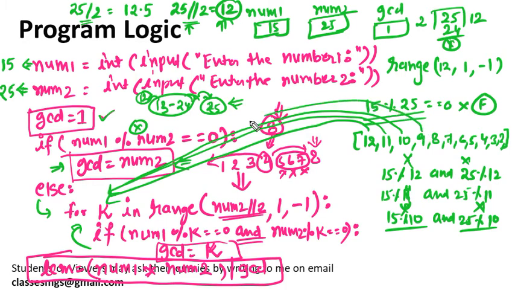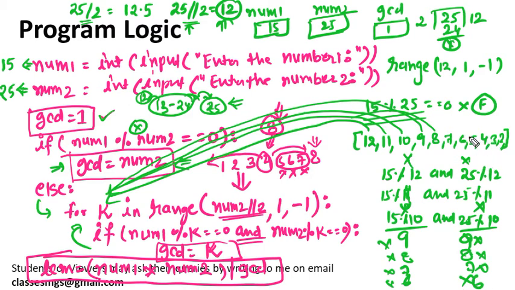Again 9 will come in this k variable. In the case of 9 it will not divide completely. 8 does not divide, you know why. 7 will also not divide. Next time 6 will come, 6 will not divide, and next time 5 will come.